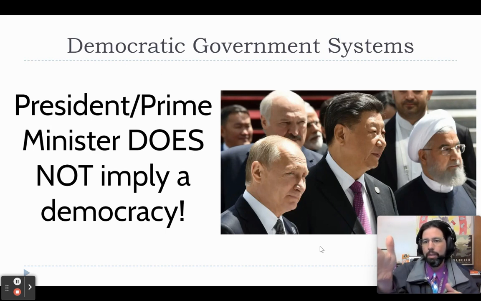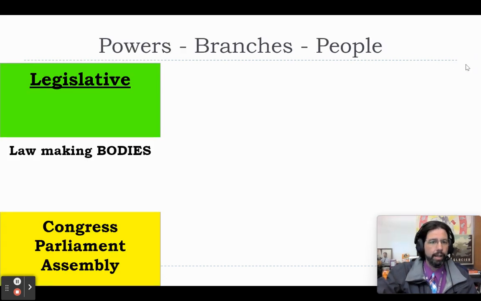So we have Ibrahim Raisi, who is a president in Iran. We have Xi Jinping, president of China, and Vladimir Putin, the president of Russia. They are all three clearly not democratic systems. So do not get caught up in titles like that. It doesn't automatically mean having a president or a prime minister creates a democratic system.